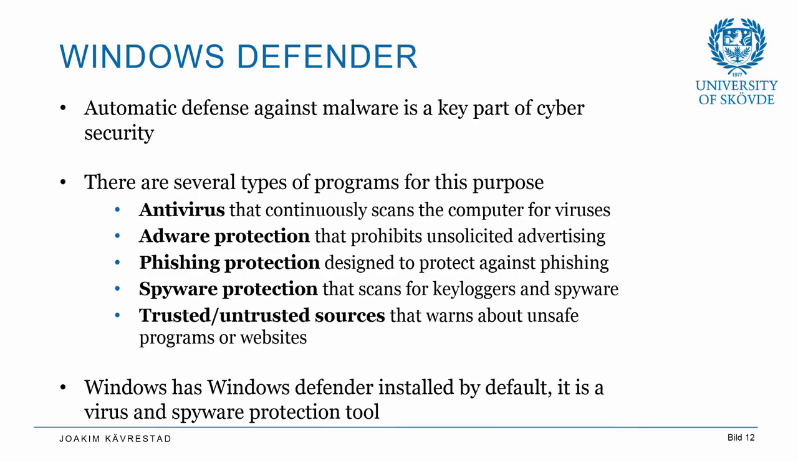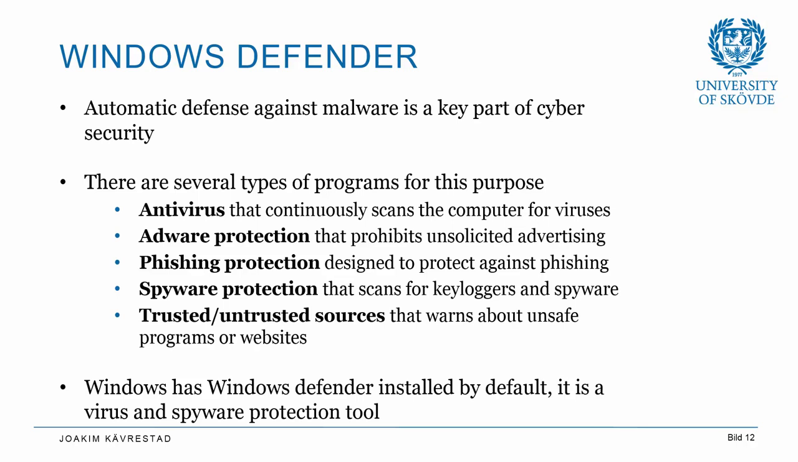antivirus programs, we have the Windows Defender, which provides automatic defense against malware to a point, and automatic defense against malware is a key part of cybersecurity. There are several types of programs, of course, that you can use for this service, where an antivirus is a program that continuously scans the computer for viruses. It does this by having a signature database, so with antivirus definitions. So it knows how all known viruses look, and it scans the computer to see if that virus code is anywhere in the computer. We have adware protection that prohibits unsolicited advertising.